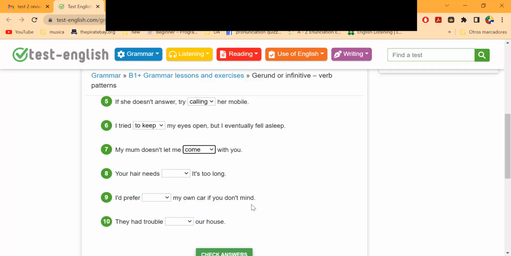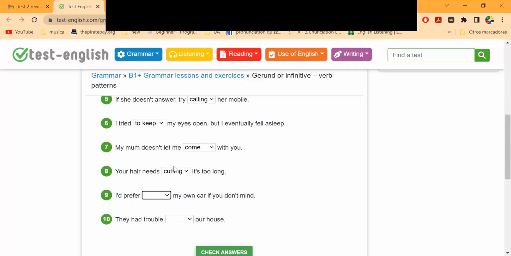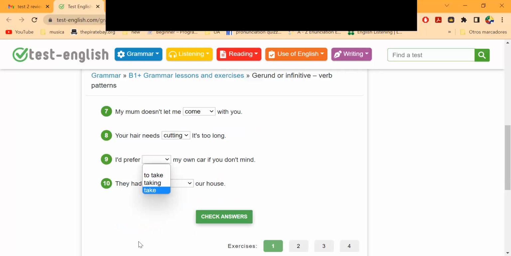Your hair needs, it's too long. To cut. Cutting. I would prefer my own car if you don't mind. To take. They had trouble our house. Finding.